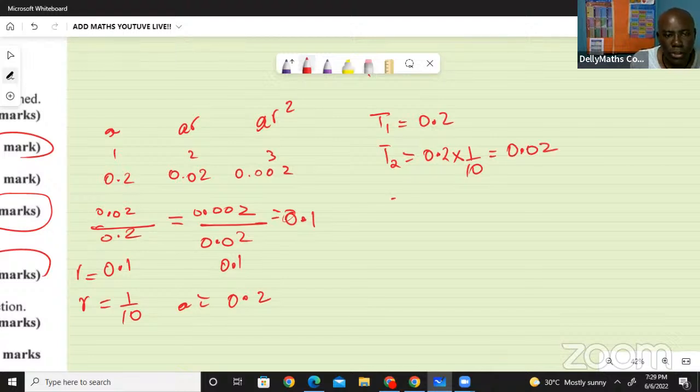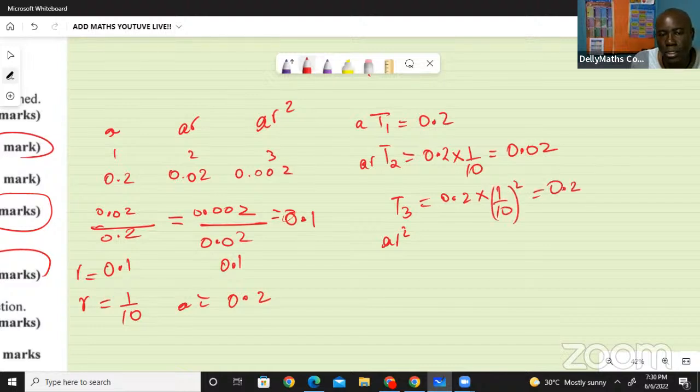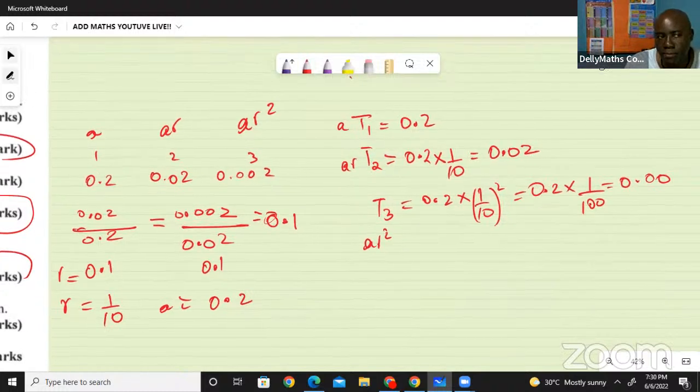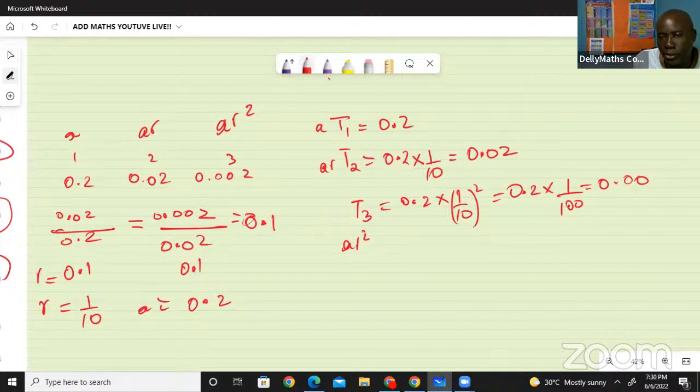All right, no problem. Term 3 is equal to what? 0.2 times, remember, this is going to be ar squared, right? This one is ar and this one is a. So we're talking about ar squared. So finally, it's 0.2 times 1/100 this time. And that is what I would have gotten. Let me push this across my screen. And we end up with 0.002.